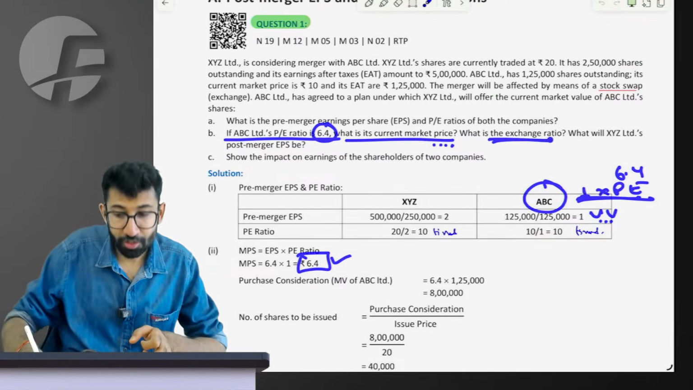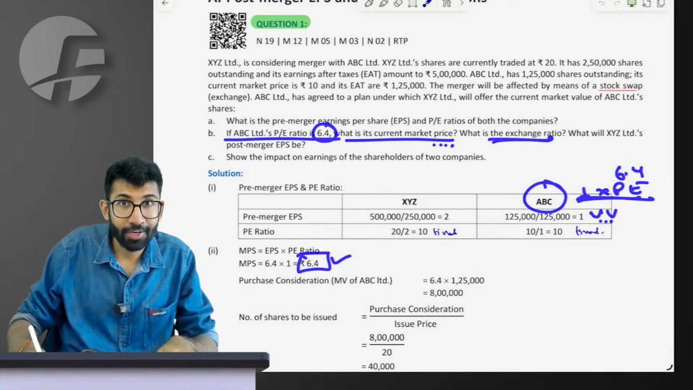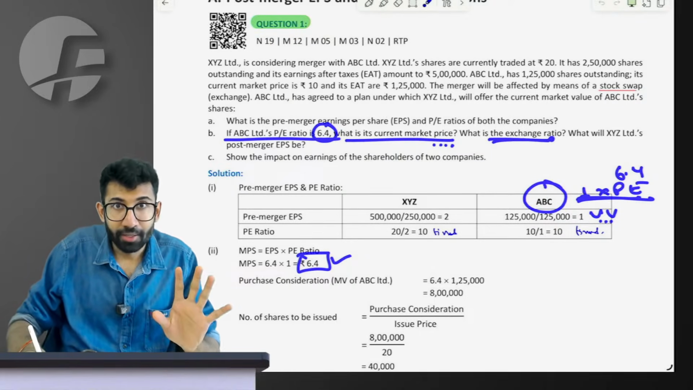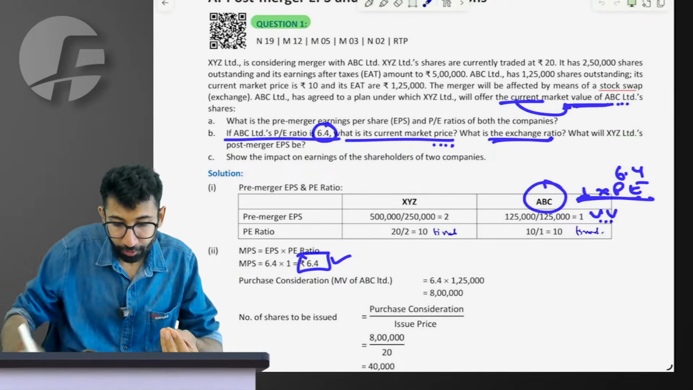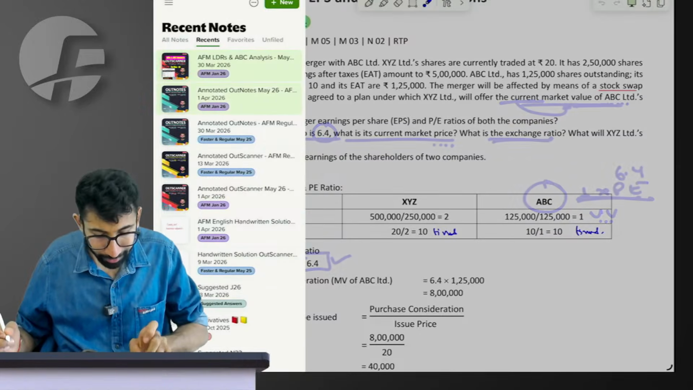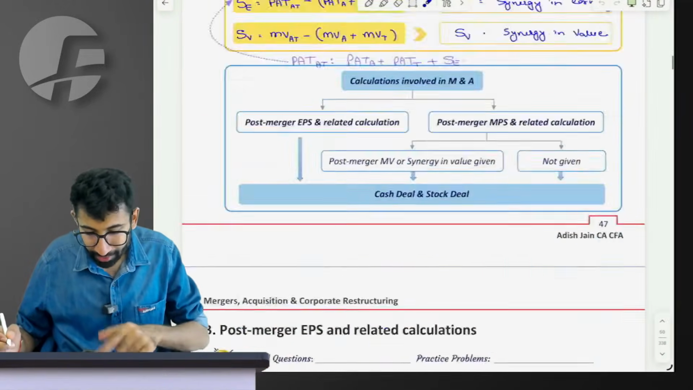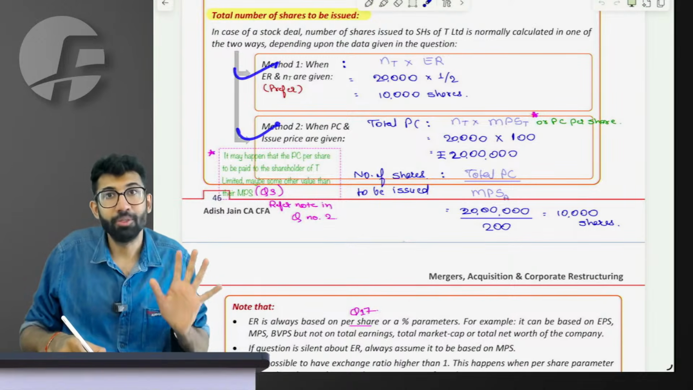What is the exchange ratio? Can I say exchange ratio, if the question is silent, is based on market price per share? Correct. Anyways, they have decided that we will offer to you the current market value of ABC Limited shares. You can follow whichever approach. Sir, what do you mean by whichever approach? You can either follow this approach or this approach. The answer will be same.